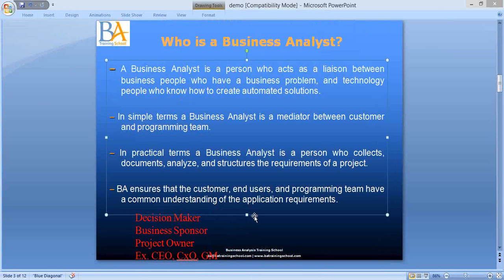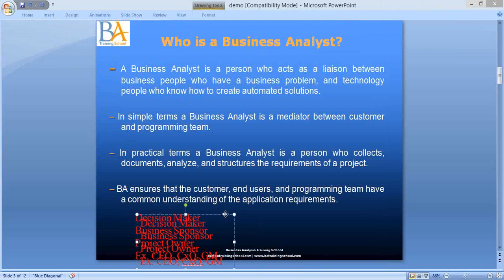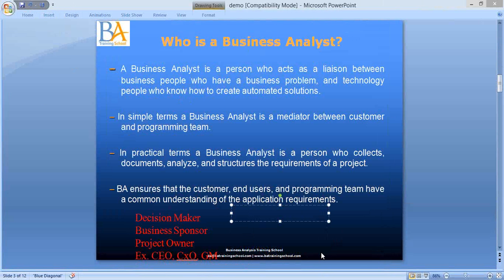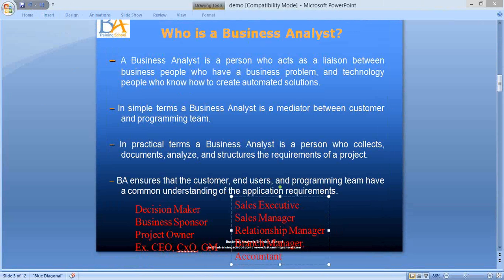Similarly, the end users are those people who are going to use the application at the end of the day. So if you take an example of Bank of America, any sales executive or sales manager, or a relationship manager or a branch manager or an accountant, or whoever in that particular department is going to use that particular application, is who we call end users.